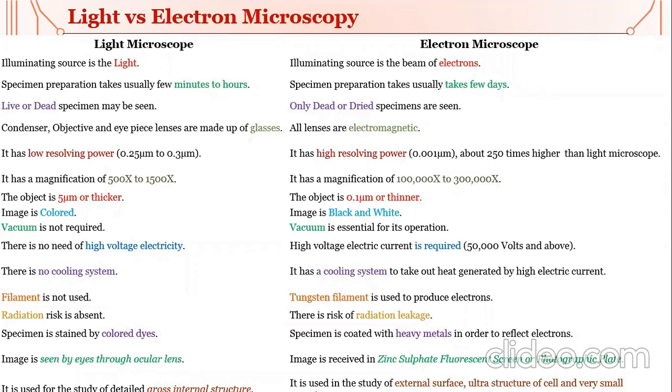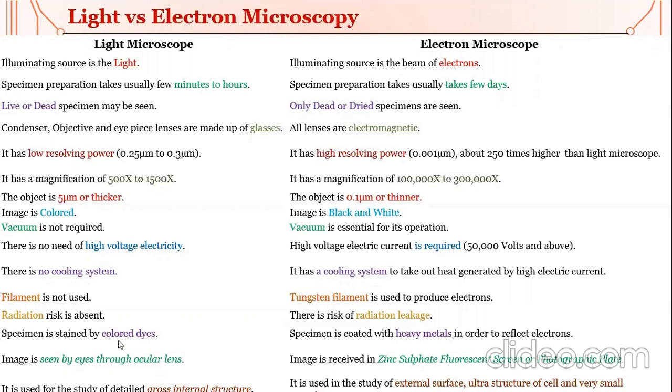In the light microscope, the specimen must be 5 micrometers or thicker, but in the electron microscope, the object that can be seen is about 0.1 micrometer or maybe thinner. In the light microscope, we get direct images through the lenses, so we can see the exact color of our object. But in the electron microscope, we are using the deflection of electrons, so we cannot see the exact color of the object. We see only the reflection, so the image is in black and white.